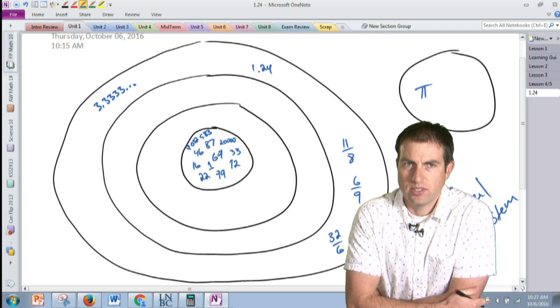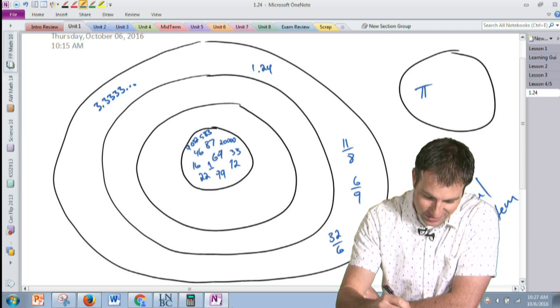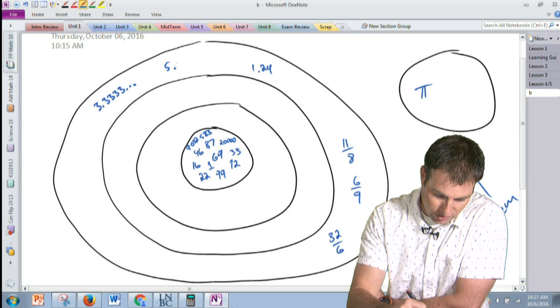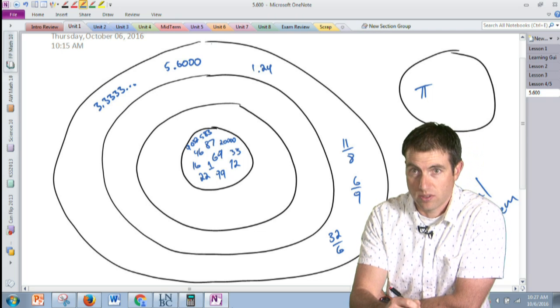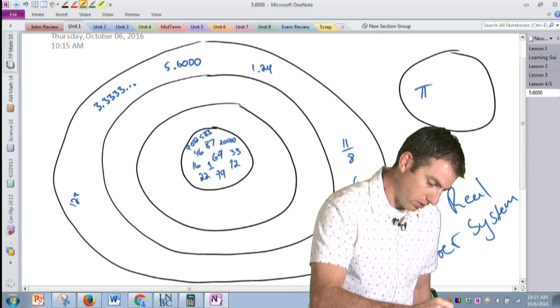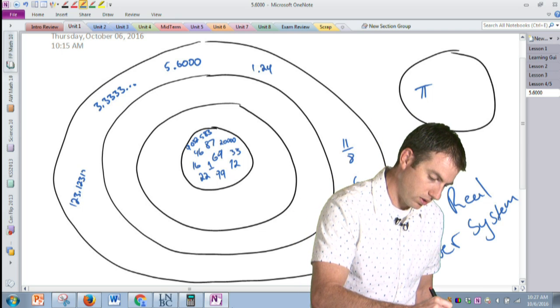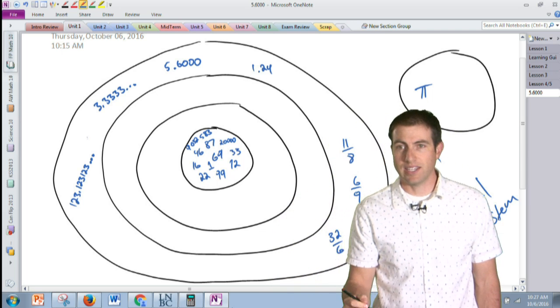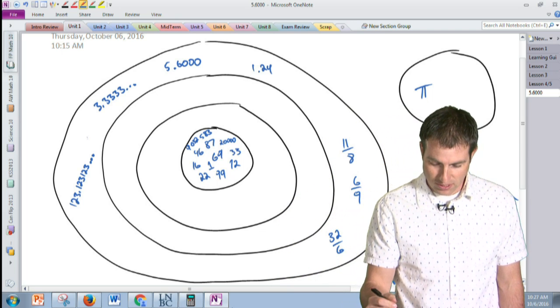You guys, you'll get it eventually. 5.6. Oh boy. Jenna, I'm going to lose a few decimal places on that one. 5.6000, let's go with that. And then 1.23, Jesse. 123.123. There we go. Negative 5.12.